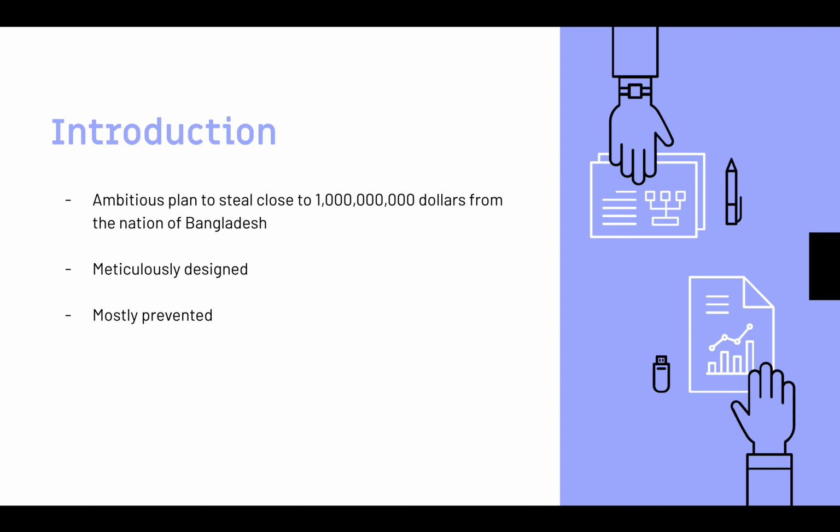Planning and execution began 9 months before the actual attack occurred, and it occurred on a large international scale, involving countries from Asia, Europe, and North America. In the grand scheme of things, this attack was mostly prevented. However, monetary losses did total $81 million.